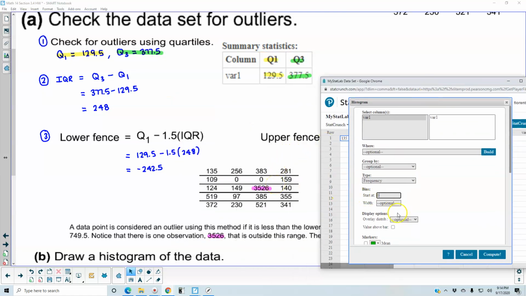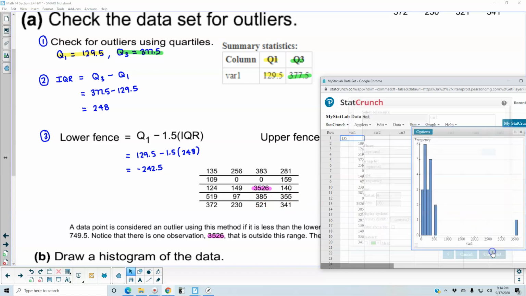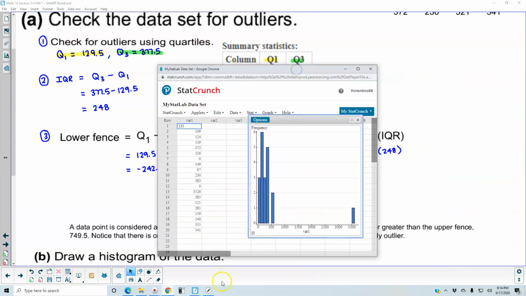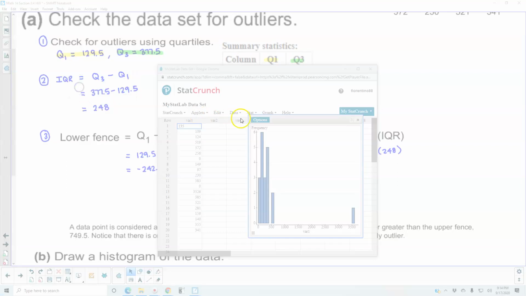Now, we can make the class width whatever we want. But since you can see that there are hundreds of difference between them, we can use 100 as the width. Again, you can change it the way you want, but you might get a clearer picture because of the data that it has. So we're going to select Compute, and then we're going to take a look at the graph here.